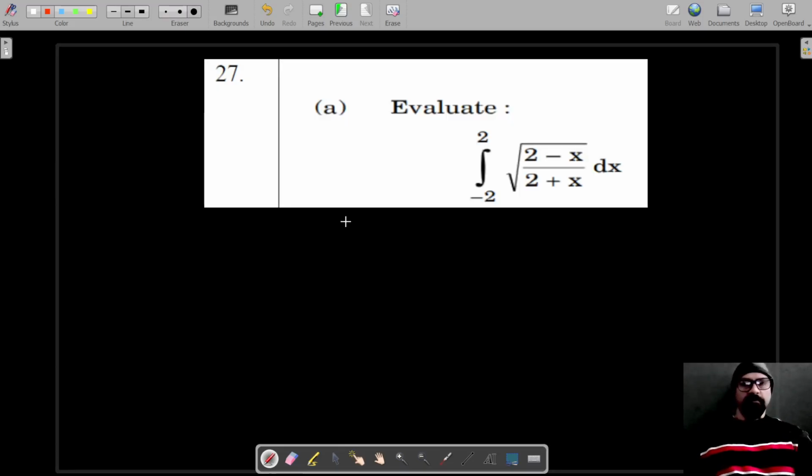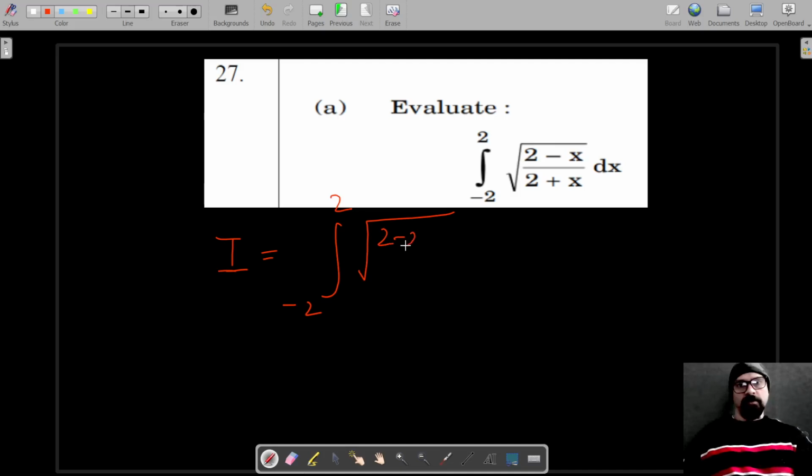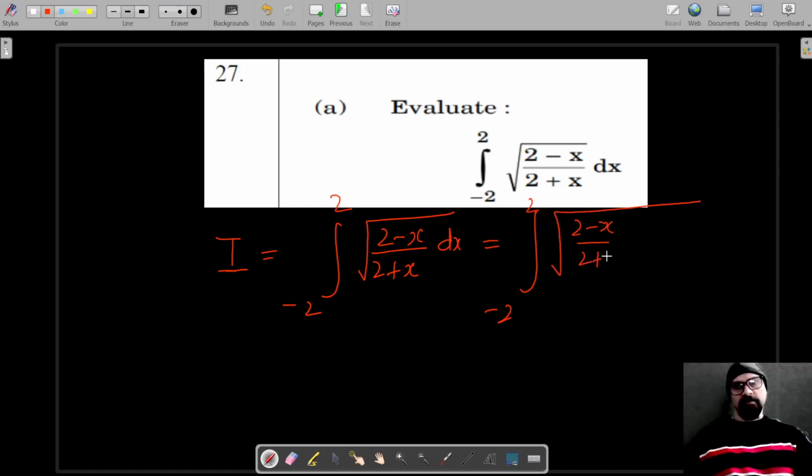For question number 27, part A, we have to evaluate the definite integral. So let's consider this as I, which is written from -2 to 2 of root of (2 minus x) upon (2 plus x) into dx. And let's rationalize it first. Rationalizing means multiplying the numerator and denominator with the conjugate of the denominator. So its conjugate is 2 minus x.